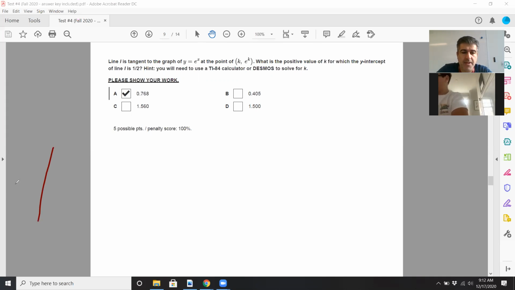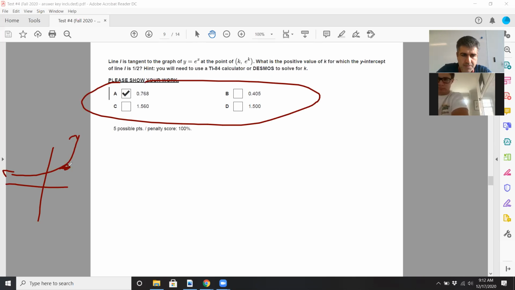So e to the x looks like this. And given that all these are positive values, your tangent line will look something like this. I just have to figure out what k is. And you're told the y-intercept is 1/2, so that's a point you have on the tangent line itself. So what's the equation of a line? We know this.